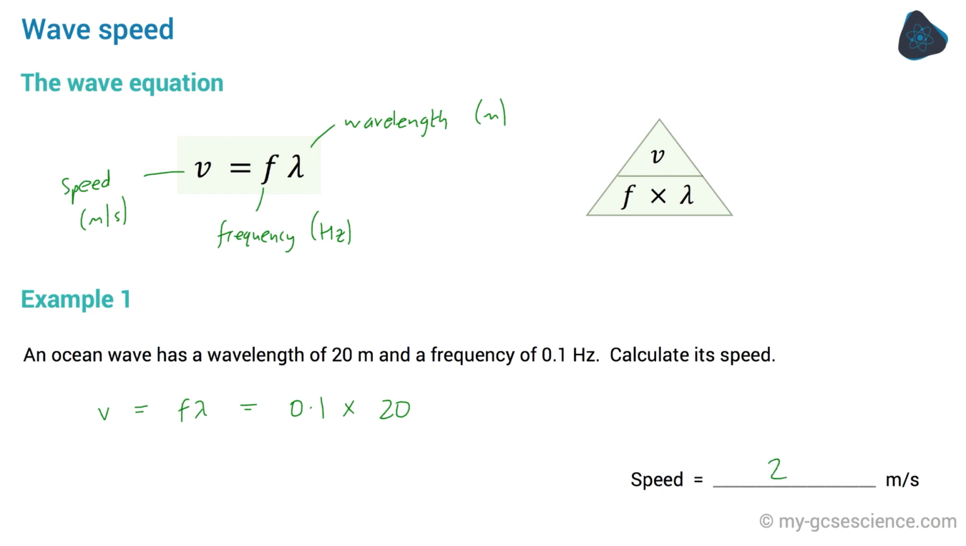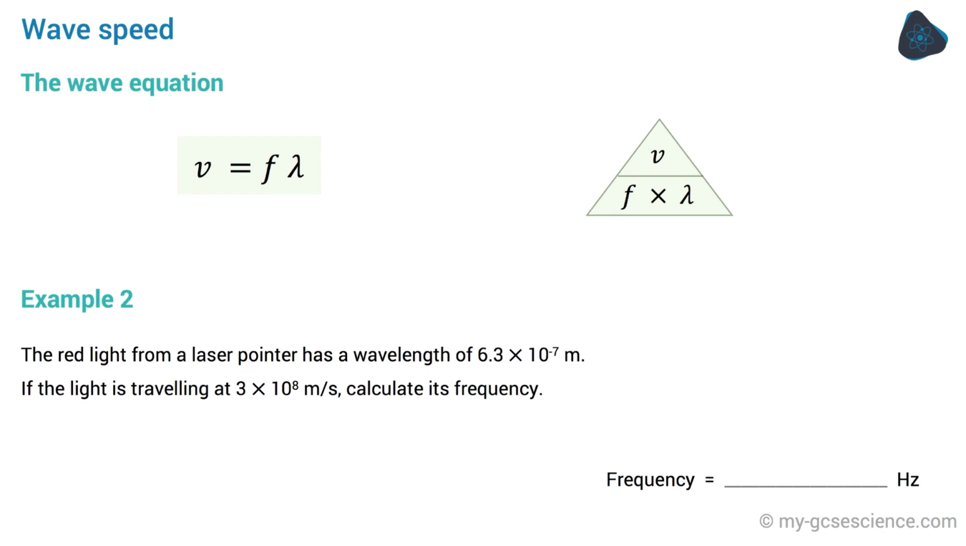This one's a bit trickier because it uses standard form, but it should be doable because we have a value for the wavelength here and a value for the speed, which is here. Rearranging v equals f lambda to make f the subject, we have f equals v over lambda, then subbing in that becomes 3 times 10 to the power of 8 divided by 6.3 times 10 to the power of minus 7, which gives a frequency of 4.8 times 10 to the power of 14 Hz to 1 decimal place.